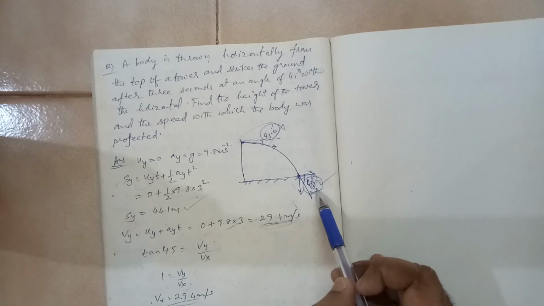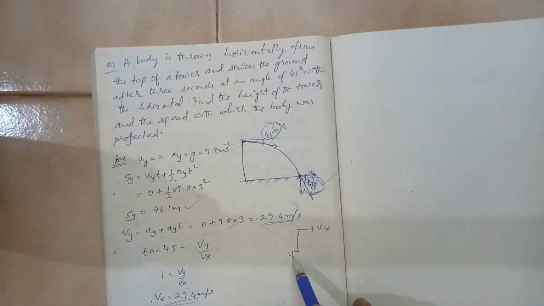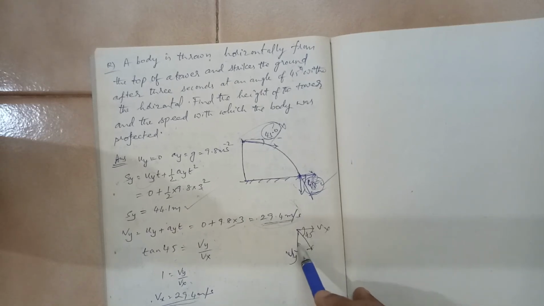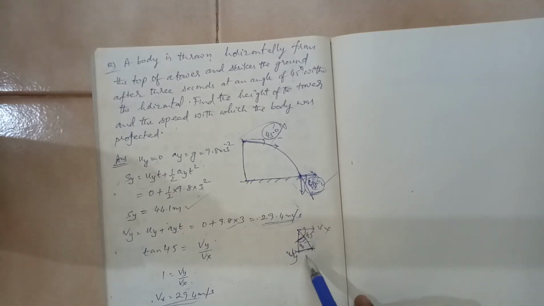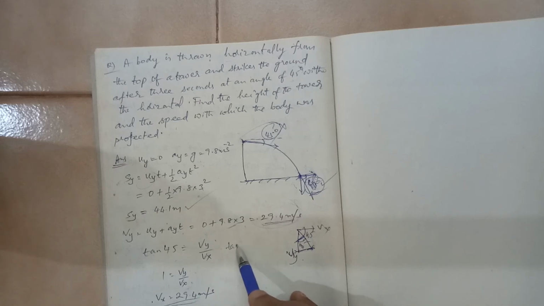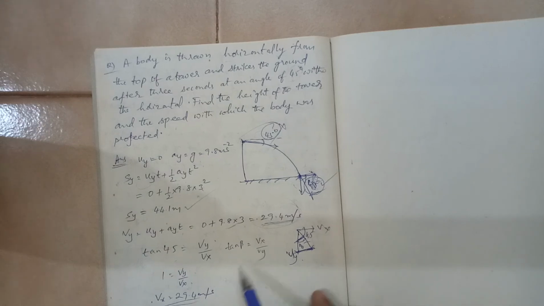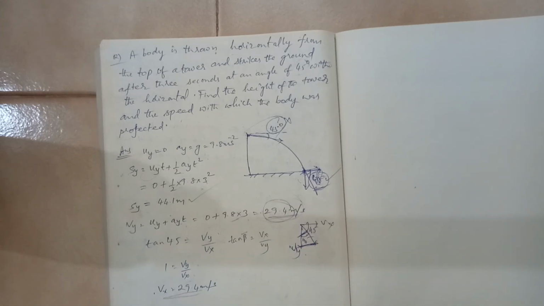Now because this is 45, you have a situation where Vx is like this, Vy is like this, and this is the angle. This is 45. If this is 45, this is also 45. In our previous question, this was our beta. So tan beta will be equal to Vx by Vy. Tan beta is equal to Vx by Vy, and it is 45 degrees here, so Vx will be equal to Vy, and Vy you have calculated to be 29.4. Okay, make this small correction.